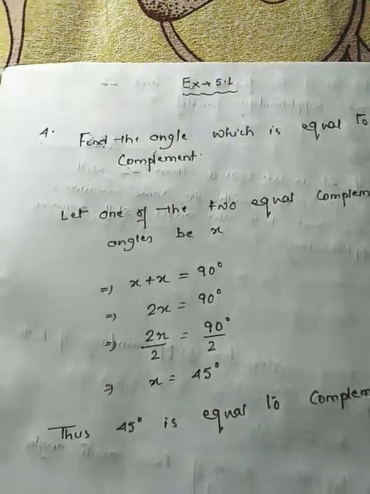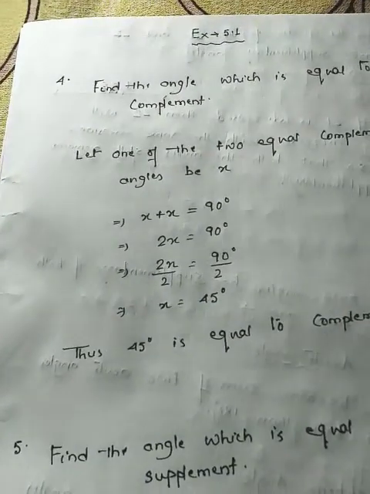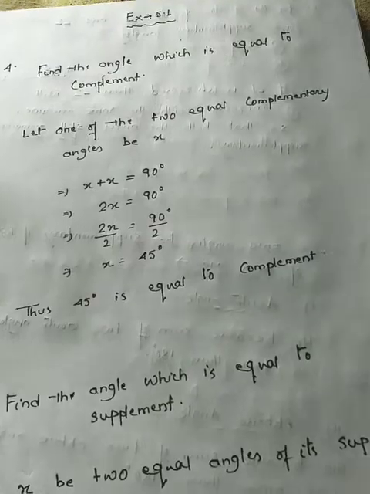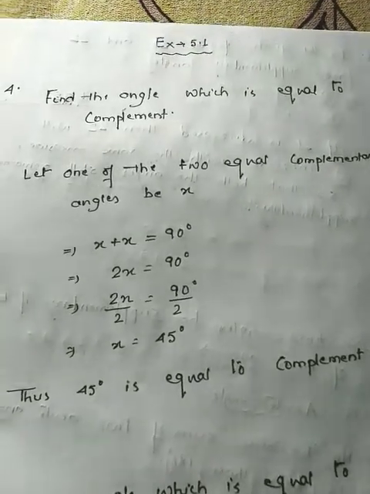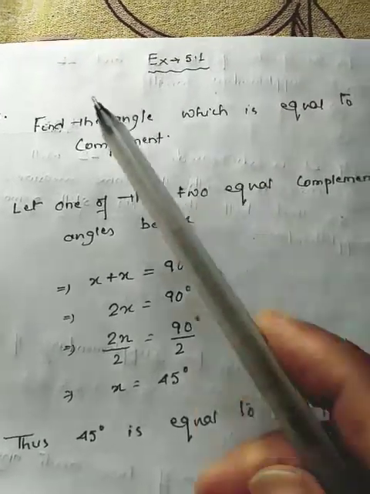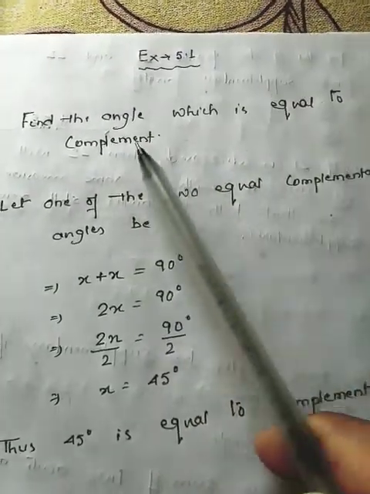Continue with exercise 5.1. Today's assignment is question numbers 4, 5, 6 and 7 also. Now what is question number 4 saying? Find the angles which are equal to their complement.